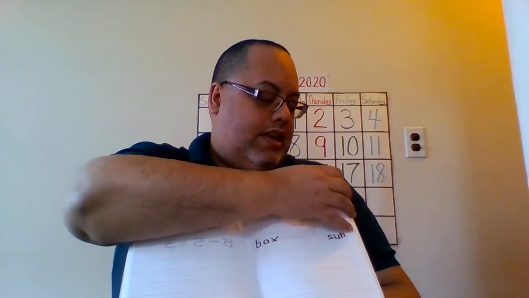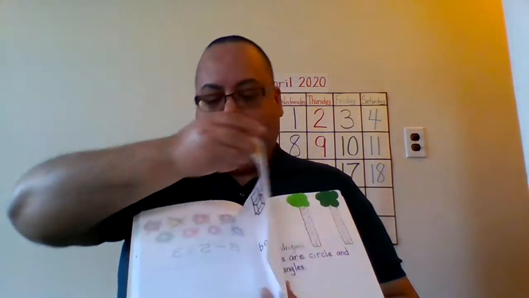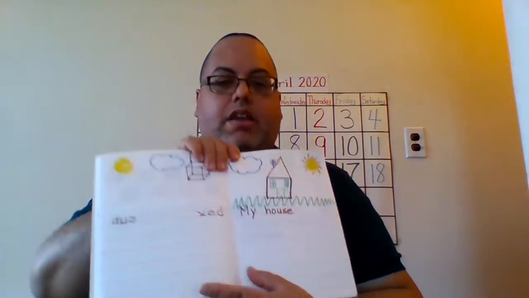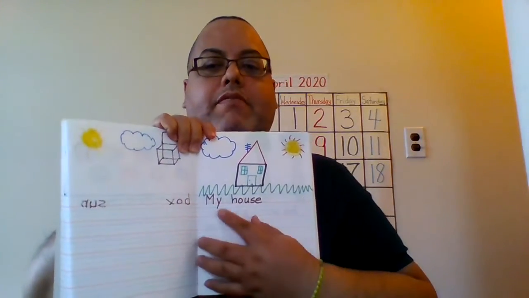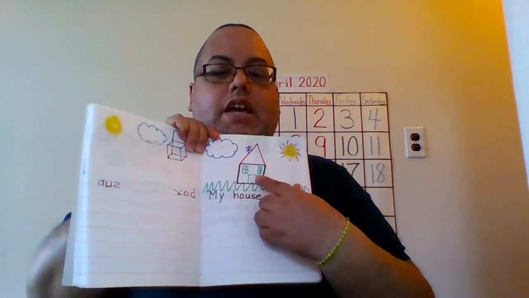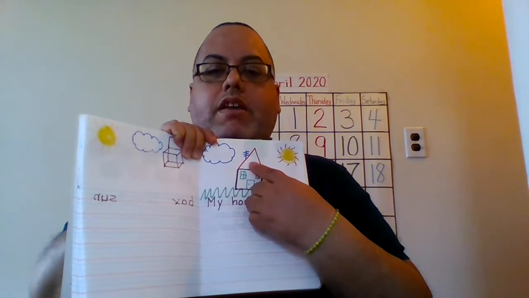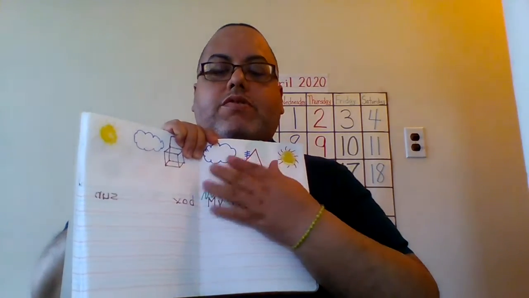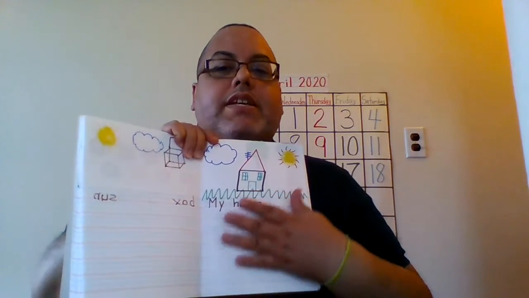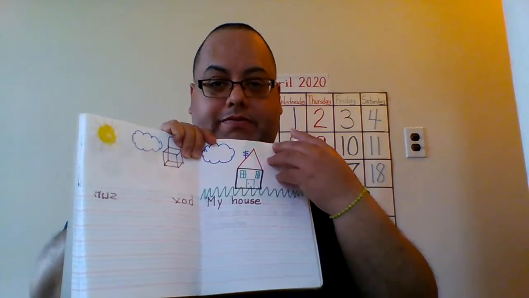The next day, we did a phrase, my house. And we used the square, we used the rectangles, we used the triangle, and the circle to draw an illustration of what is basically what you can do.